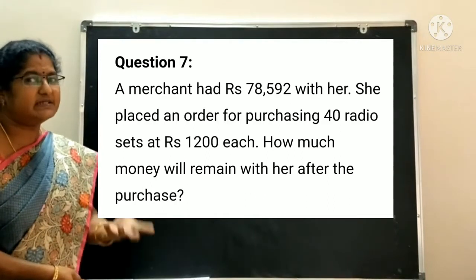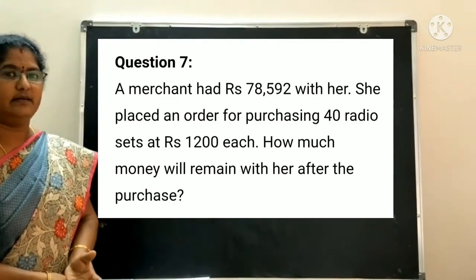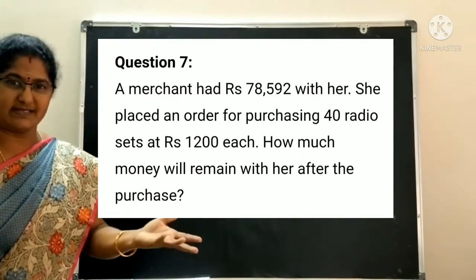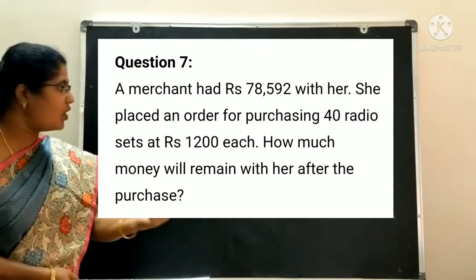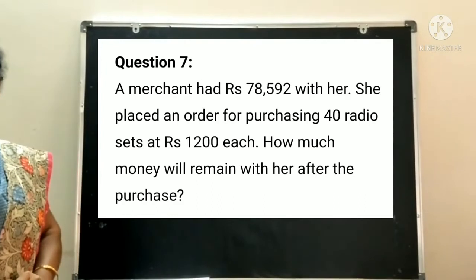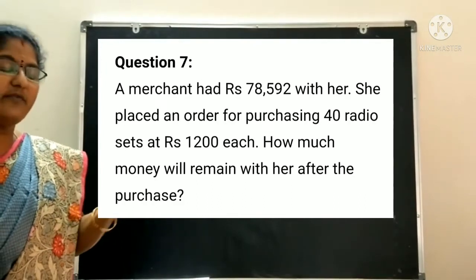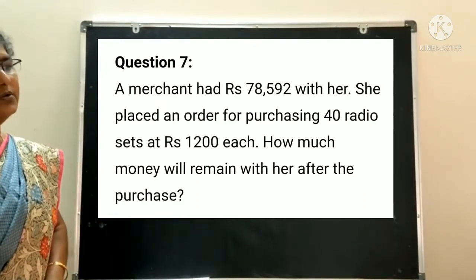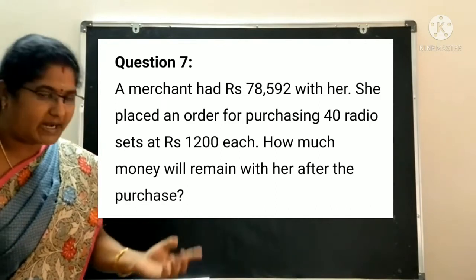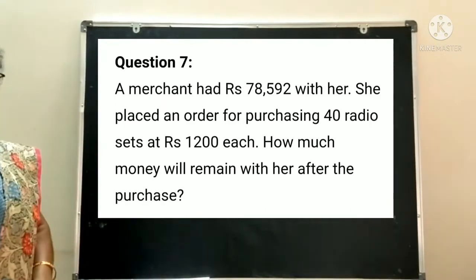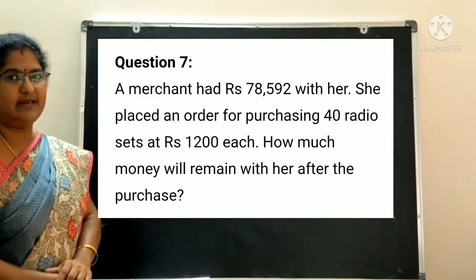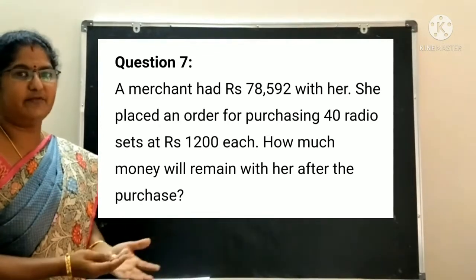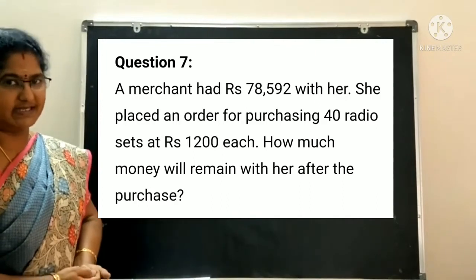So, how much did she spend? She spent for 40 radio sets. How much was it? They given for one radio set. The value of one radio set is given, 1200. So, how much is for 40 radio sets? So, what to do? We have to multiply 1200 by 40. So, this amount she spent for the 40 radio sets.